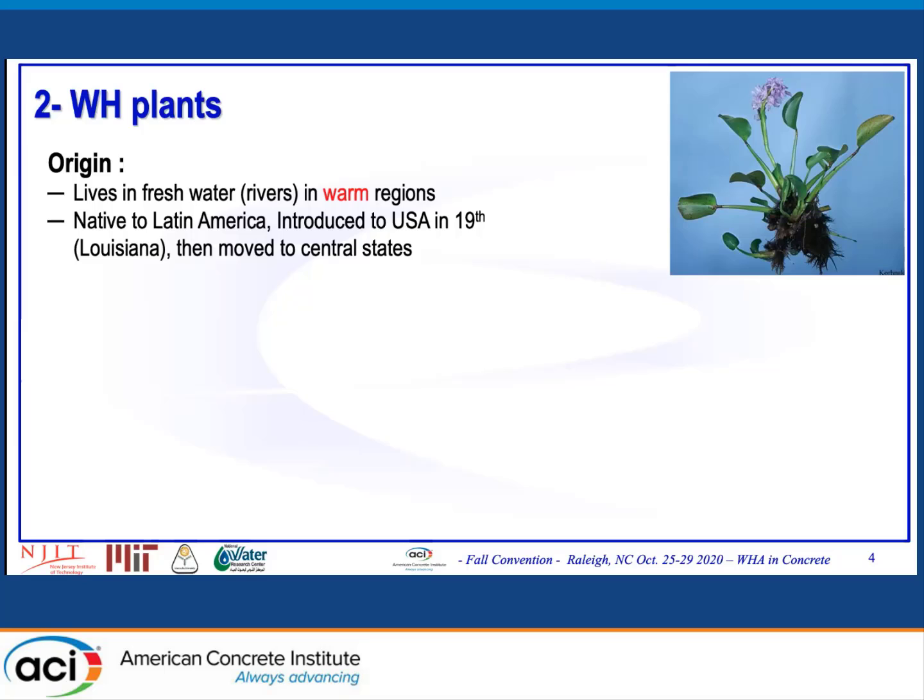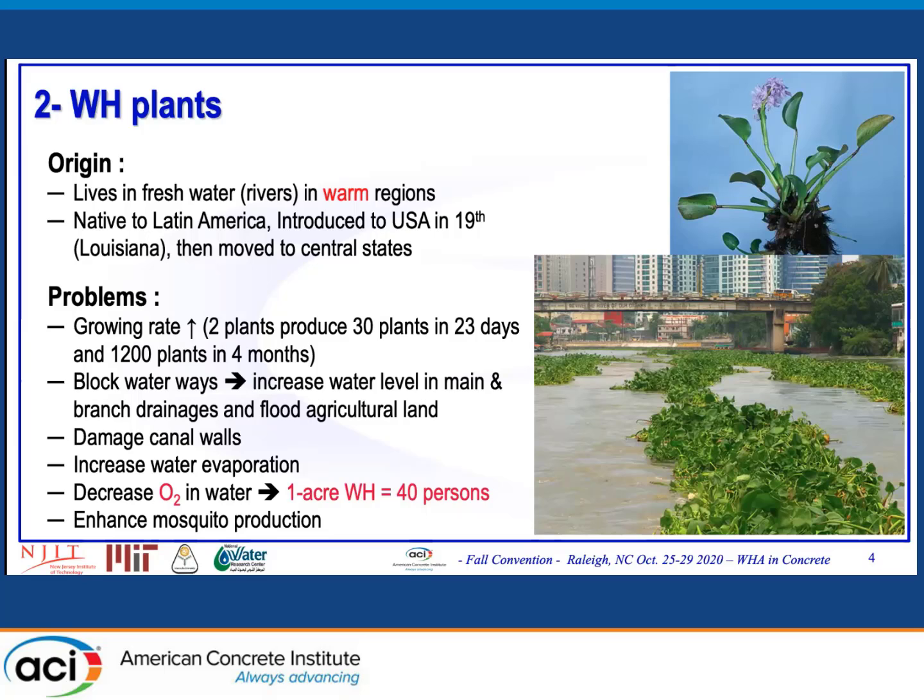So I'm going to give you just a brief summary on what this Water-Hyacinth plant is. It's a plant that grows on fresh waters, specifically in warm regions. It started in Latin America, but now it's been growing and has come to the States. It started in Louisiana and the South, and now it's moved to the central states as well. So, just giving you some facts about the problem of this plant: 2 plants can produce like 30 plants in 23 days. So it's growing very fast and produces 1,200 plants in 4 months.